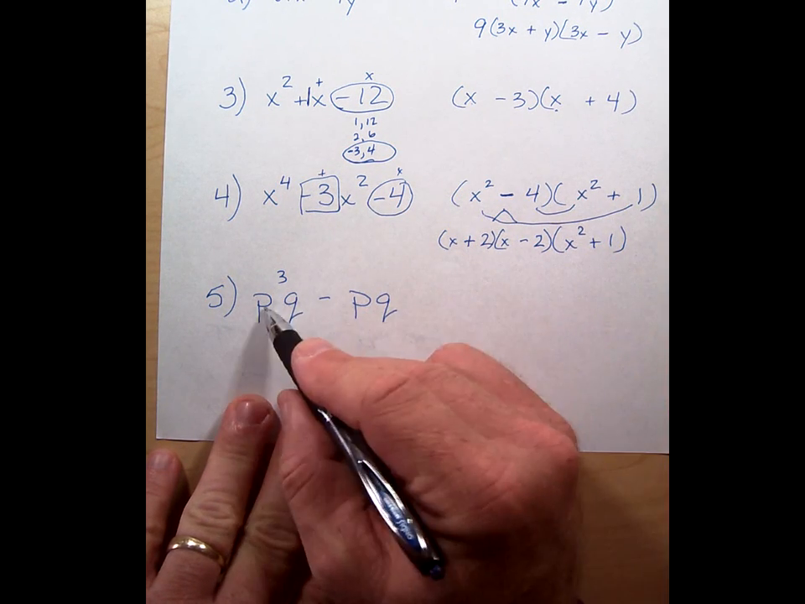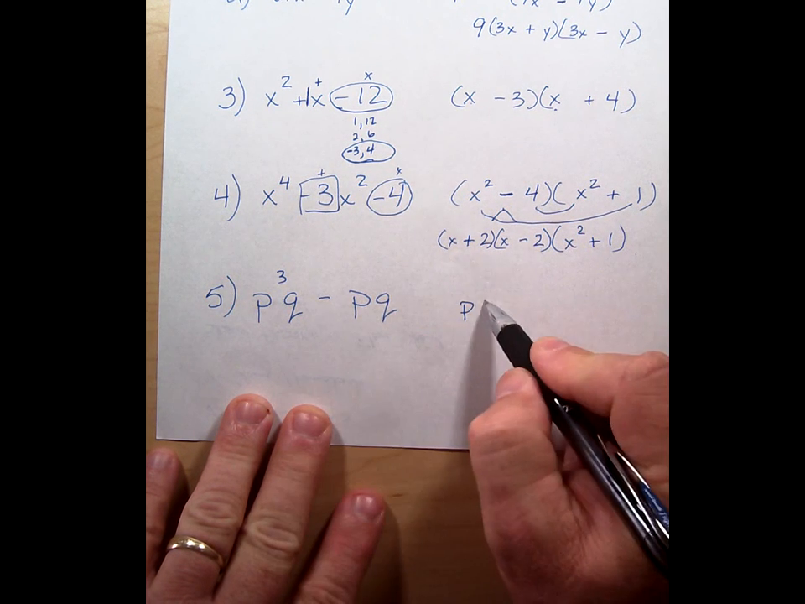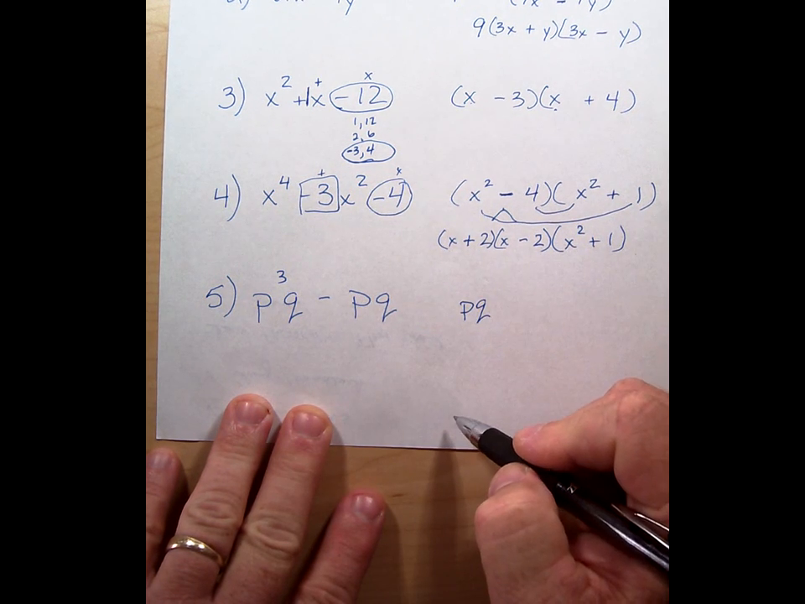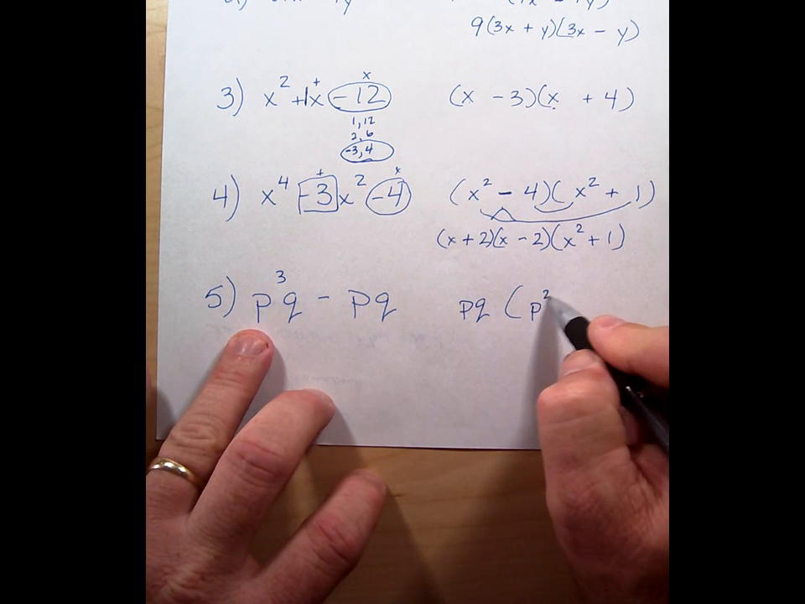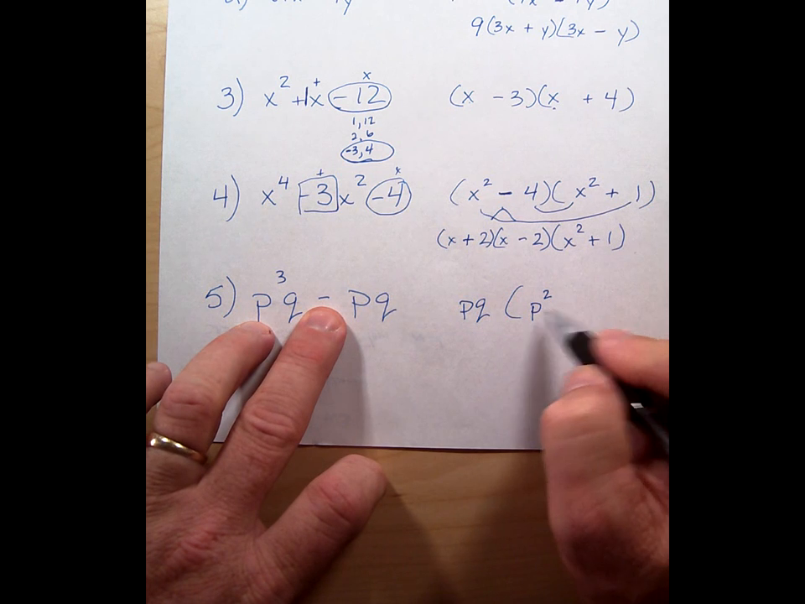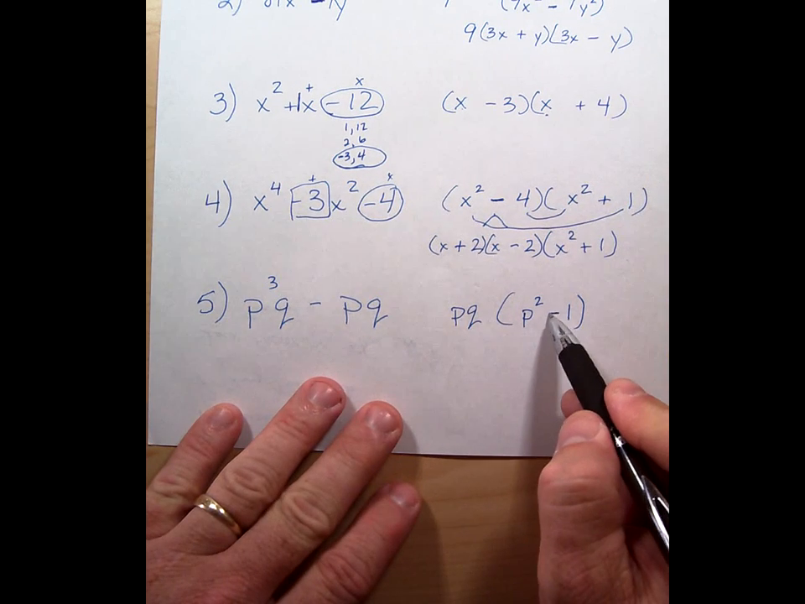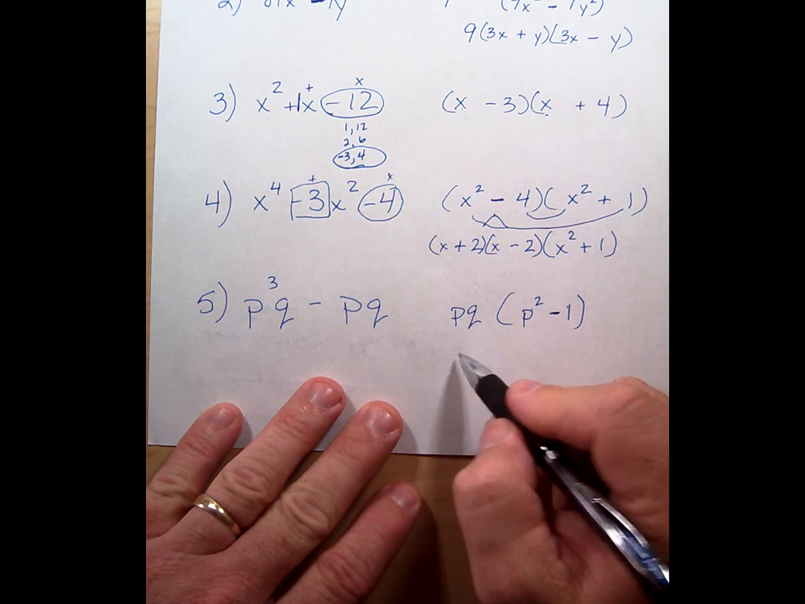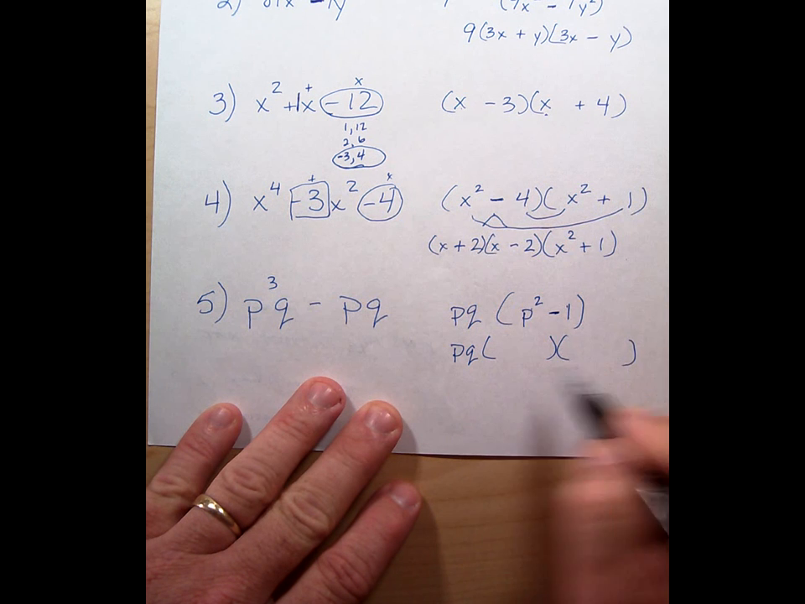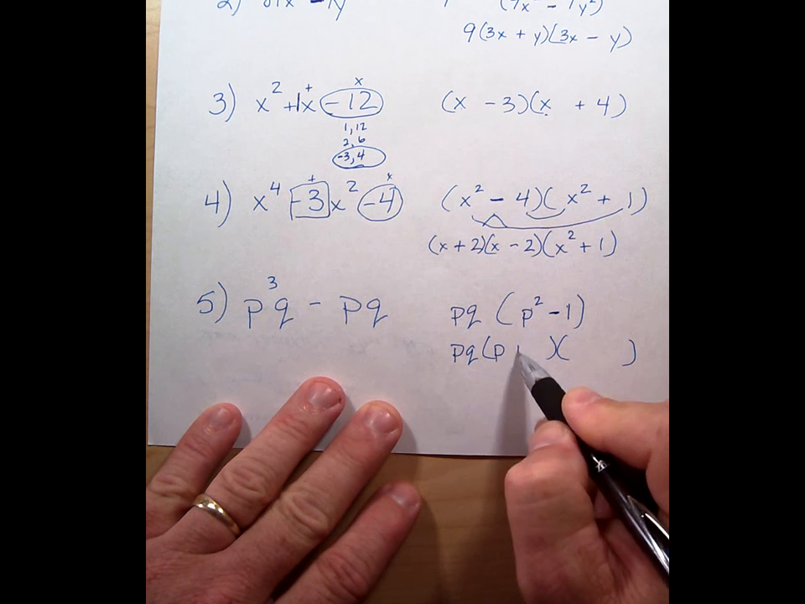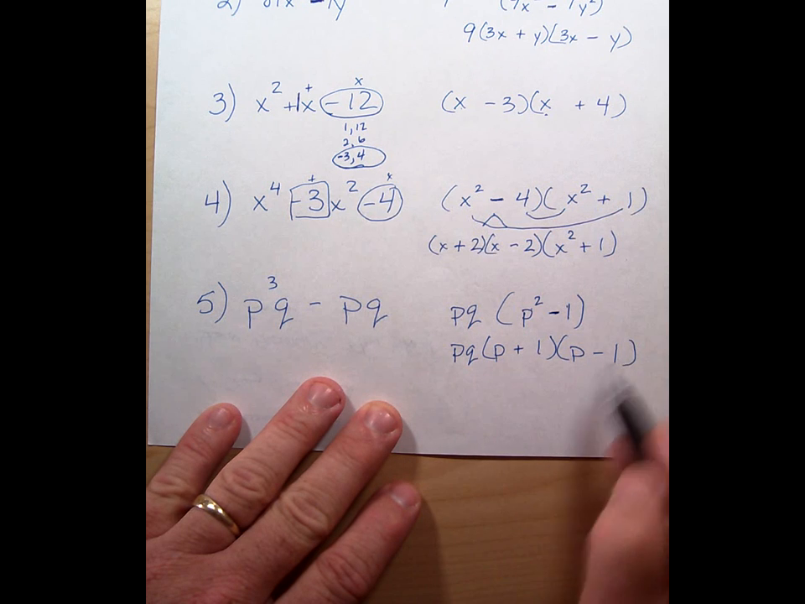The last one, GCF first. What can I take from both of them? I got a P and Q. So when I take a P from here, I'm left with P squared, no Q, minus 1. Hopefully you're noticing that that's a difference of two squares. So I bring down the PQ. This factors into difference of two squares, which is almost twins. P, 1, 1, plus and a minus.